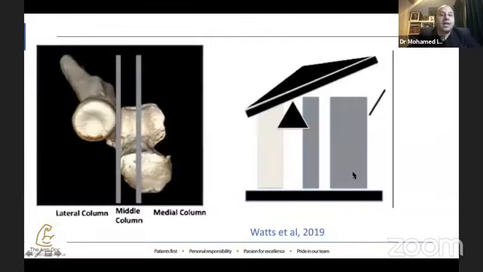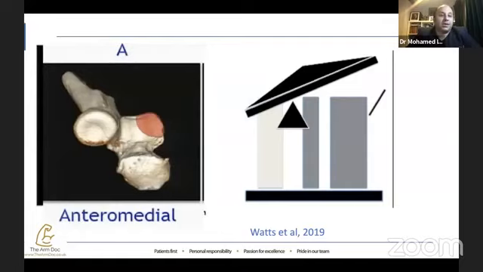In type A fractures, there is loss of the medial column because the anteromedial facet is broken, with associated proximal avulsion of the lateral ligamentous complex, which happens in all of them, and the posterior band of the medial collateral ligament, resulting in varus instability. That's what we call posteromedial rotatory instability.